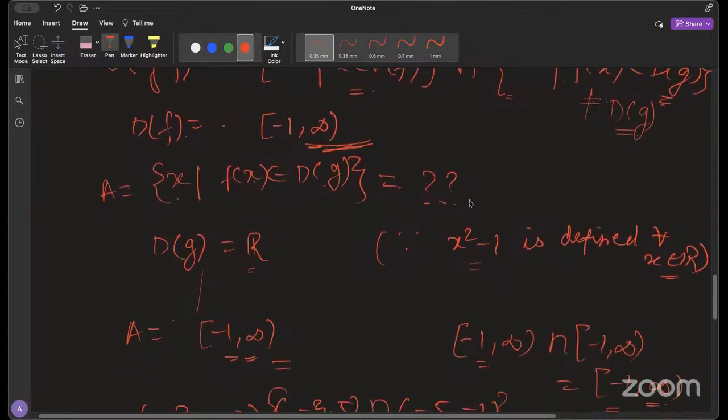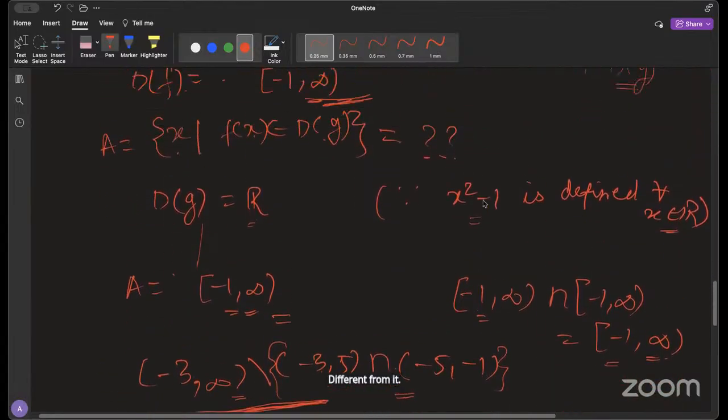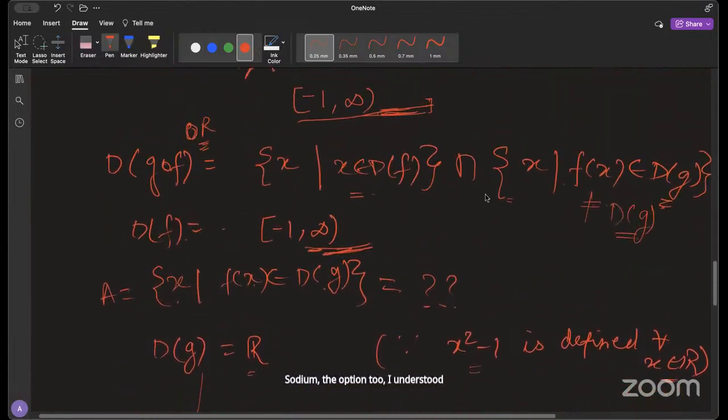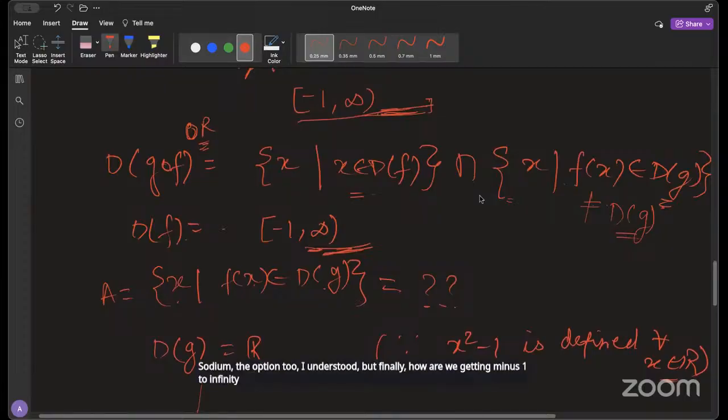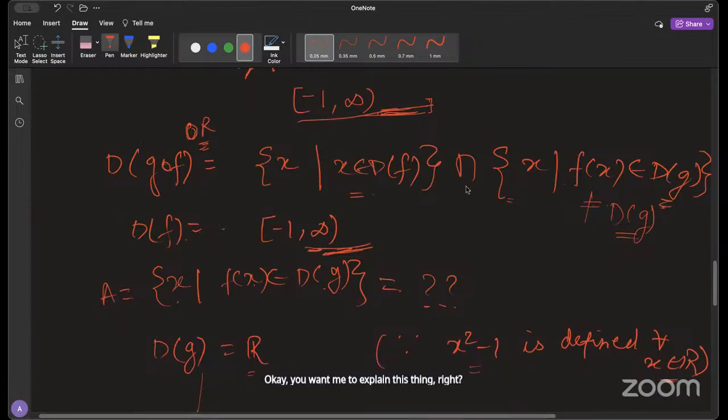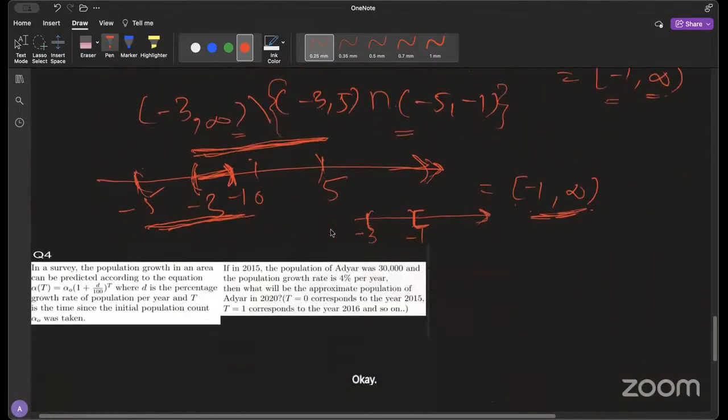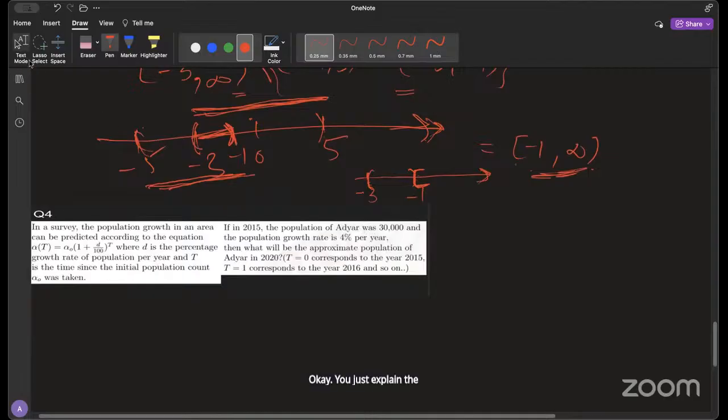I'm sorry, option 2 I understood, but finally, how are we getting minus 1 to infinity? The process, not only this sum, the process of finding the domain of GF. Okay, you want me to explain this thing, right? Yes, the procedure, even if we don't go by the formula as you said, the process. You just explain the process. Wait.